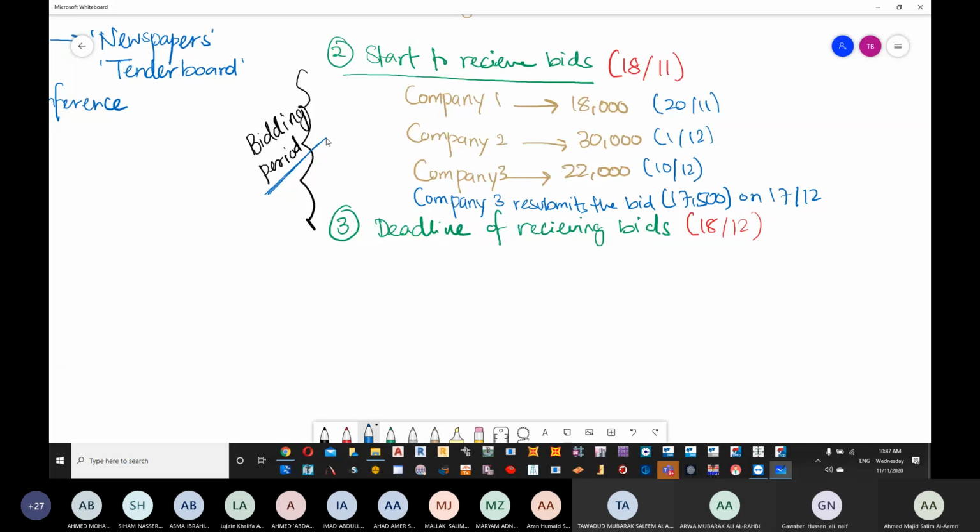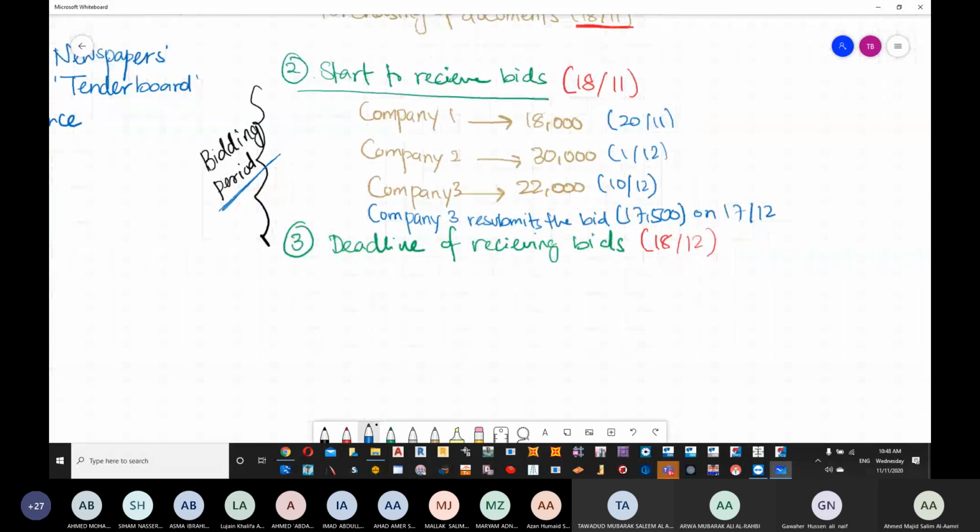Now, when you receive these offers, do you think you will know the prices that day? I mean, if I have received the offer of company number 1 on the 20th of November, will I know the value that day, or will I keep it till the end without opening it? Do we open the bids whenever we receive the offer? Do we open it, or do we need to keep everything over there?